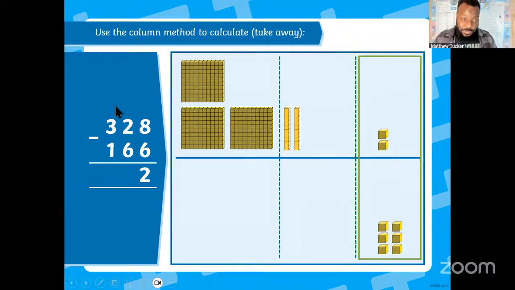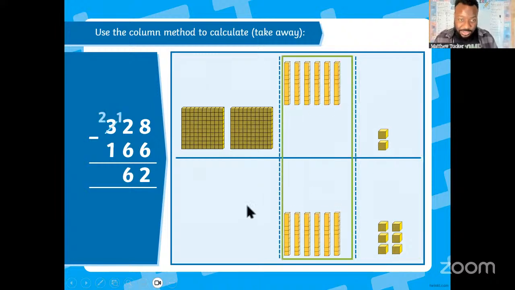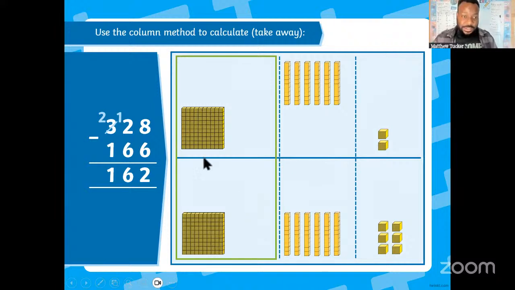But then we must remember, now we've taken away from the 300, we'll only have 200 left. So let's move over, break it up. Okay, we've got 6 left at the top. 1 take away from the 2. 162. This is nice. This is good.